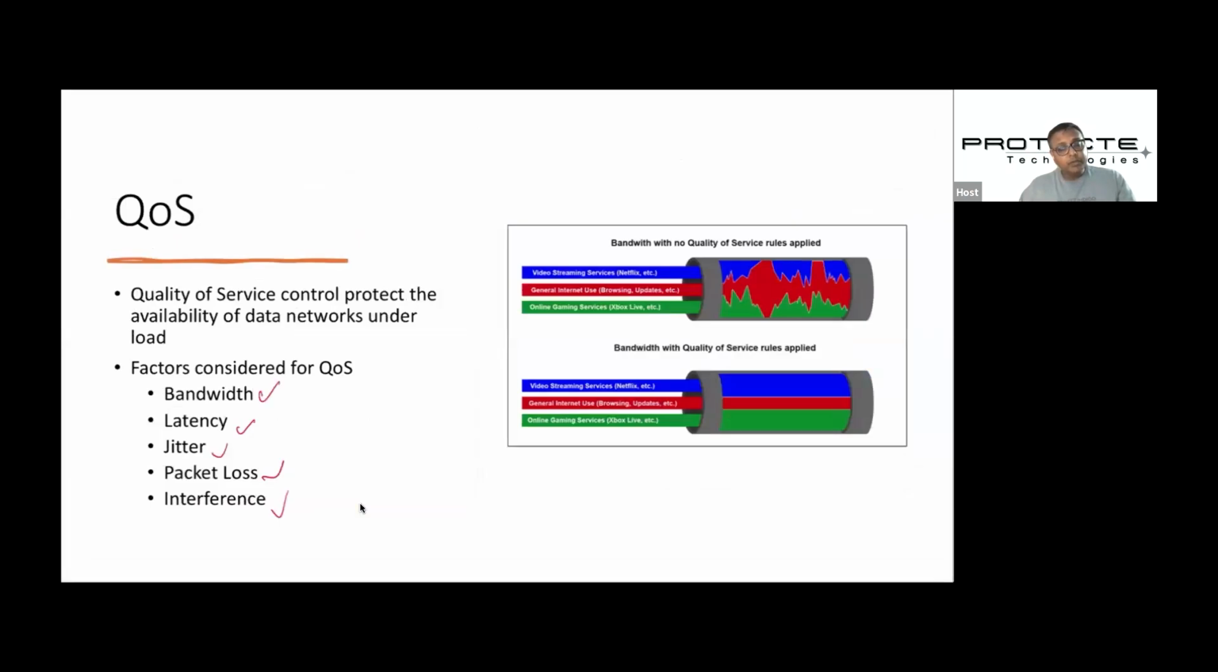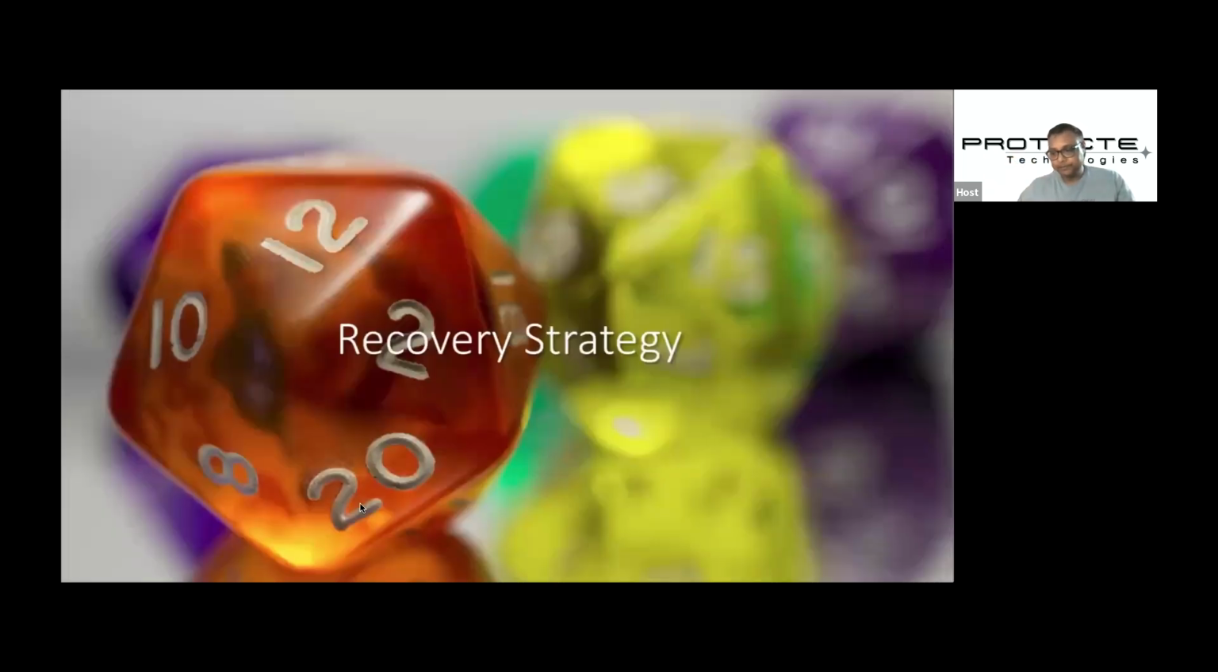Then for network, you have one parameter called quality of service to check the efficiency of your network. Basically, to find out bandwidth, latency, jitter, packet loss, etc. It's a parameter which tells you about the efficiency of your network. Then, what will be your recovery strategy once disaster strikes?